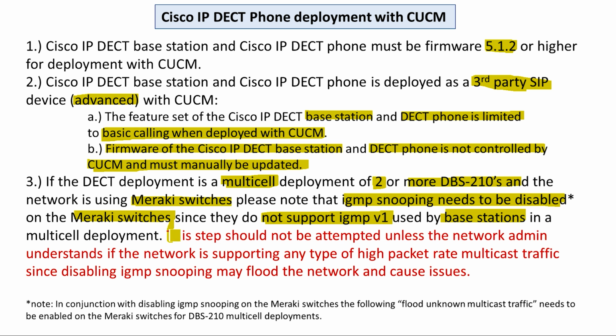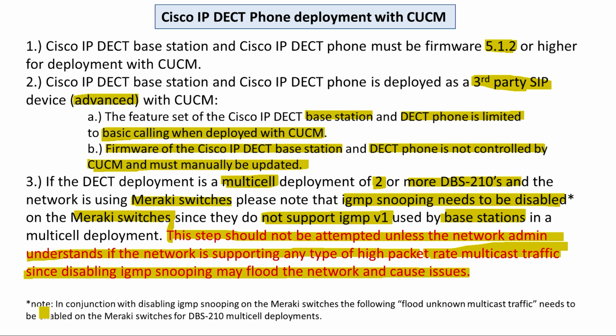Key note here at the bottom in red: this step should not be attempted unless the network admin understands if the network is supporting any type of high packet rate multicast traffic, since disabling IGMP snooping may flood the network and cause issues. And a footnote towards the bottom: in conjunction with disabling IGMP snooping on the Meraki switches, there's an option that needs to be enabled: flood unknown multicast traffic. Again, this is if you're doing a multi-cell DBS 210 deployment on Meraki switches.